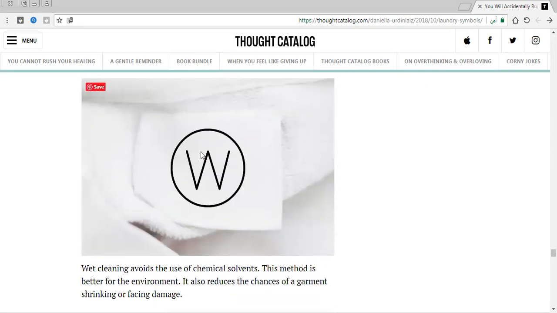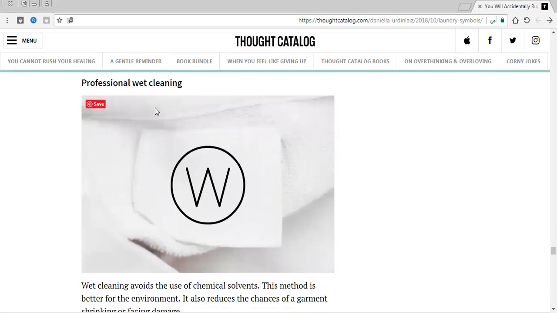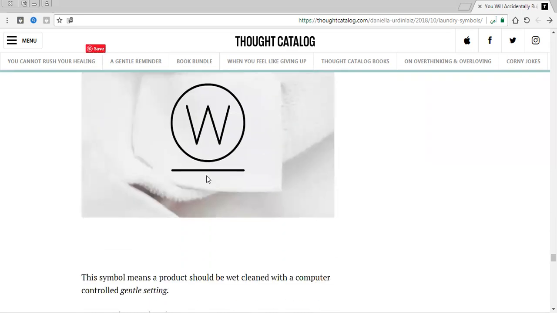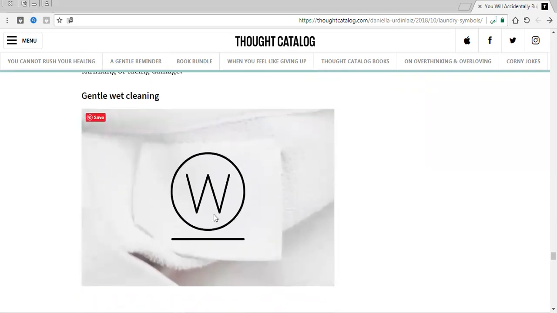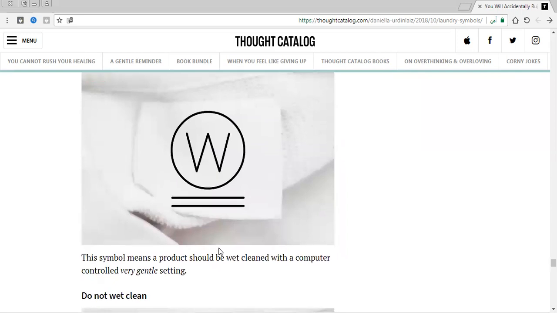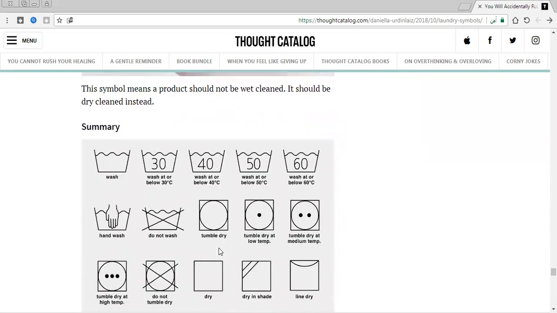What about W? W means wet cleaning. W and under the square a line means gentle wet cleaning, while a double line means very gentle wet cleaning. A cross means don't wet clean.